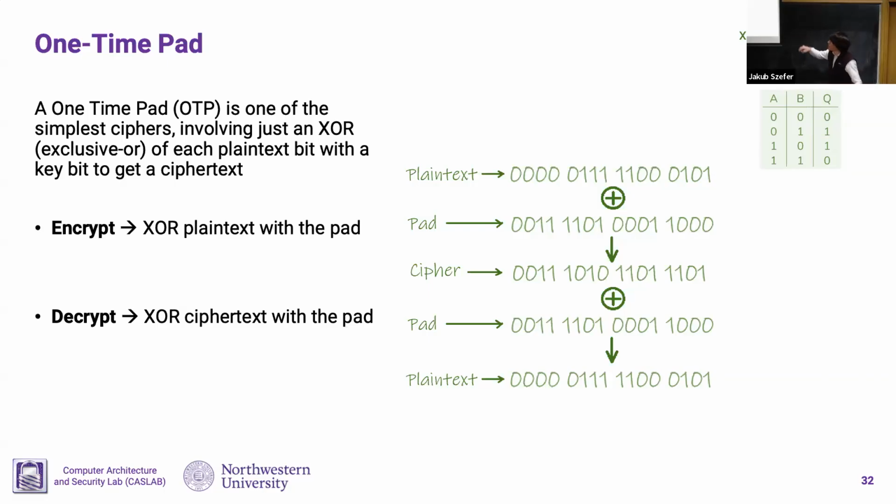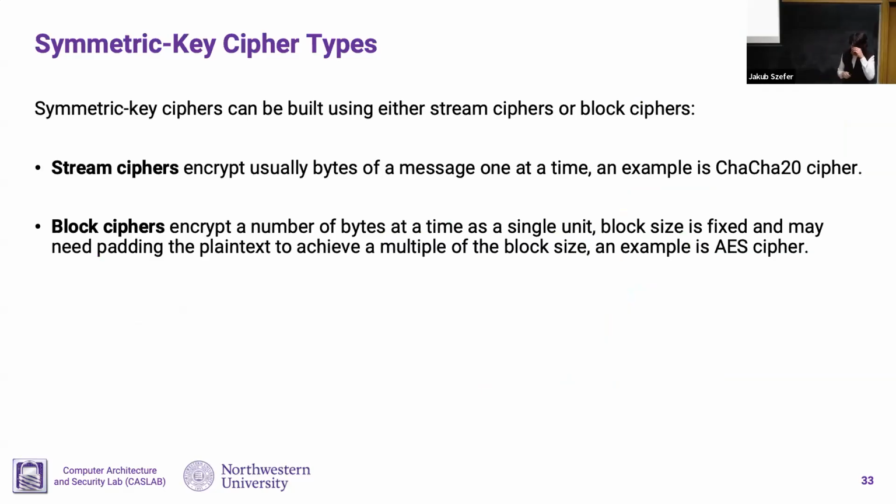So since this is not very practical, there are different symmetric key ciphers. There are stream ciphers that encrypt a byte of data at a time, and there are block ciphers. They're called block ciphers because you take your data, divide it into chunks, and then encrypt it chunk by chunk. The most famous example is the AES cipher.